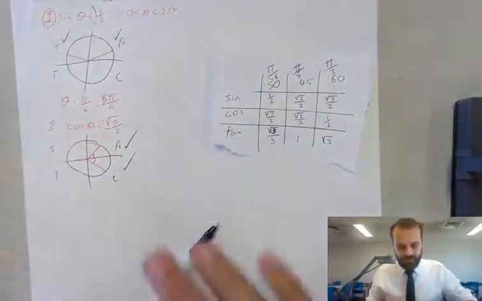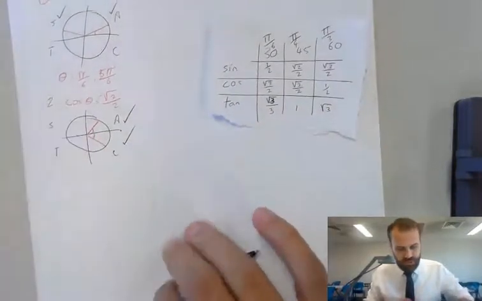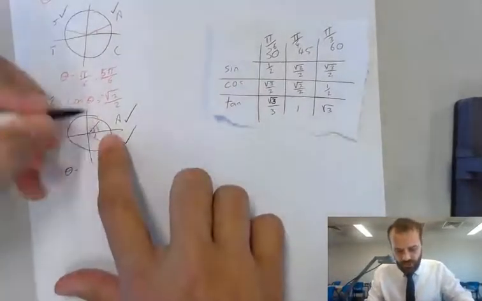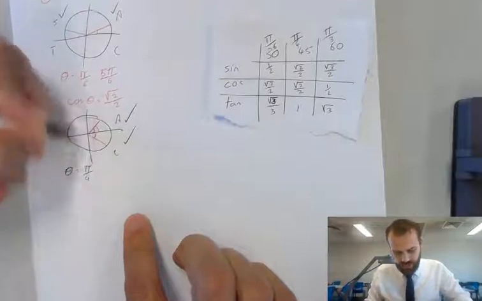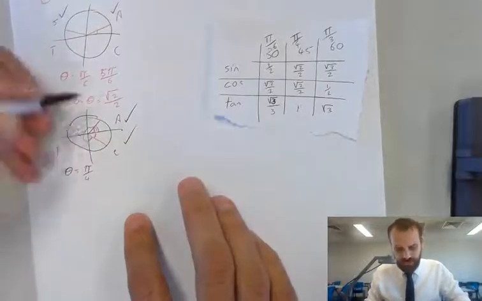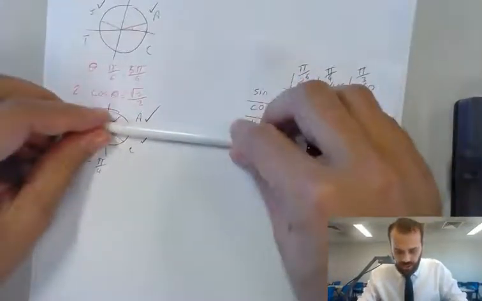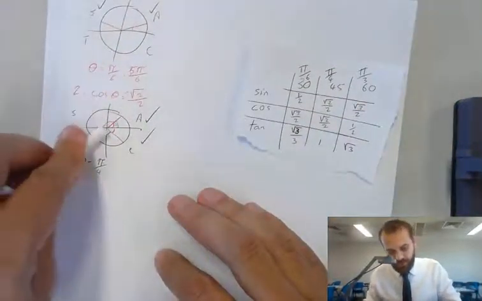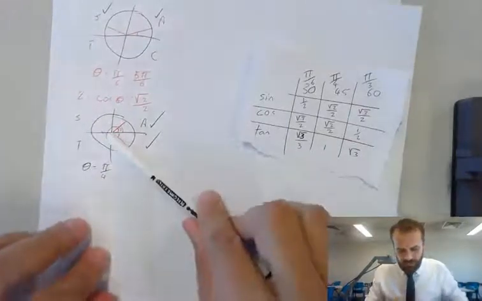Okay, so it's going to be pretty straightforward here, I think. The answer is going to be theta equals this one, which is pi on 4, and this angle, which is pi on 4, 2 pi on 4, 3 pi on 4, 4 pi on 4, 5 pi on 4, 6 pi on 4, 7 pi on 4.